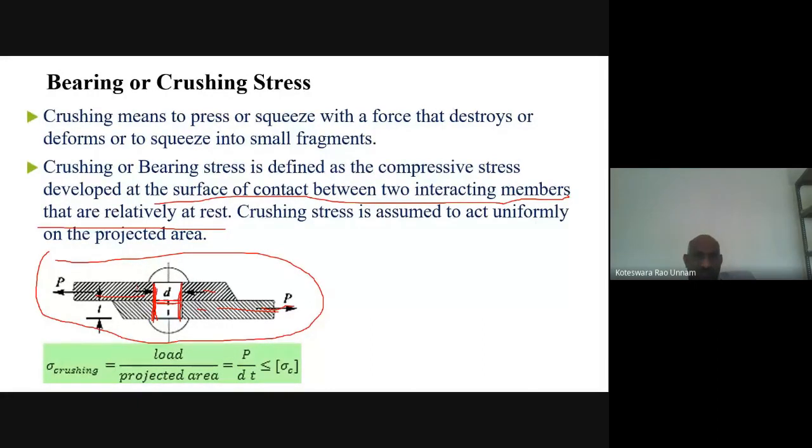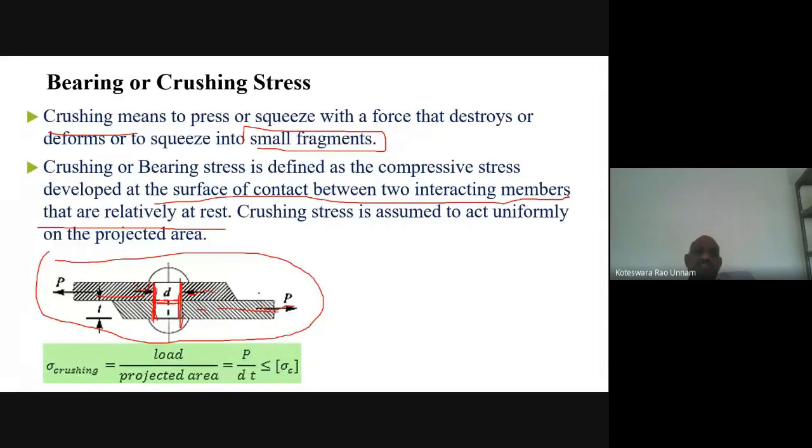So that's what is shown here in the arrows. This compression will create the squeezing effect. Because of that, around the circumference of the rivet, the material will come out in the form of a small fragment. Then the component may fail. That kind of failure we call a crushing failure.